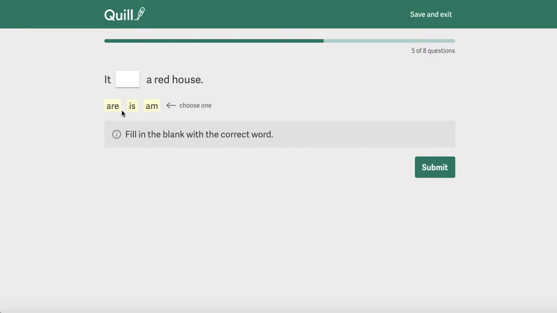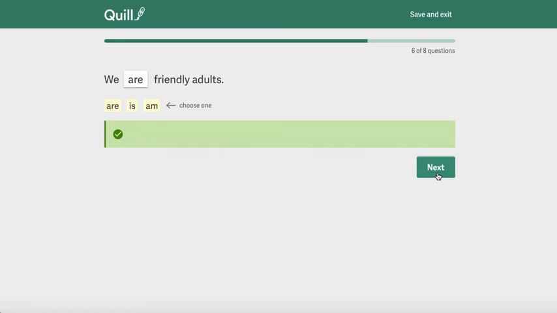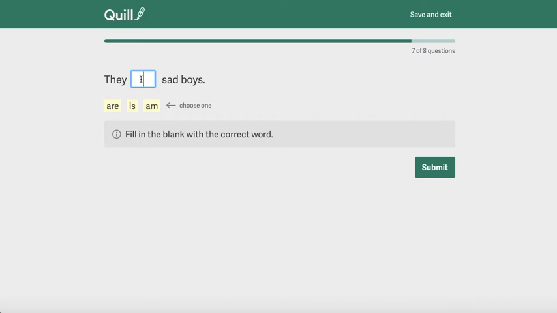It blank a red house. It are, is, or am. It is a red house. We blank friendly adults. We are, is, or am. We are friendly adults. They blank sad boys. They are, is, or am. They are sad boys. And last one here. You blank happy women. You are, is, or am. You are happy women.